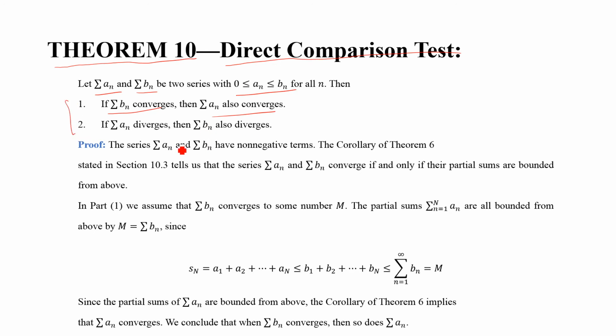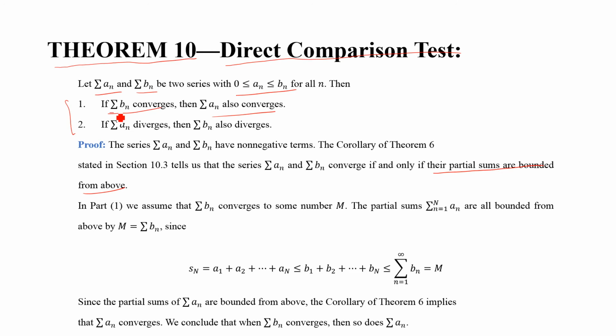In order to prove these two results, we are going to use a corollary which we learned in the previous section 10.3, and we used it to prove different results as well. This corollary states that the series sigma an and sigma bn converge if and only if their partial sums are bounded from above.